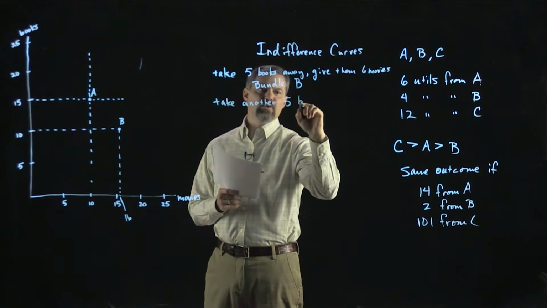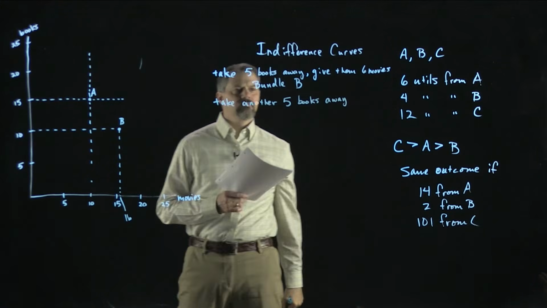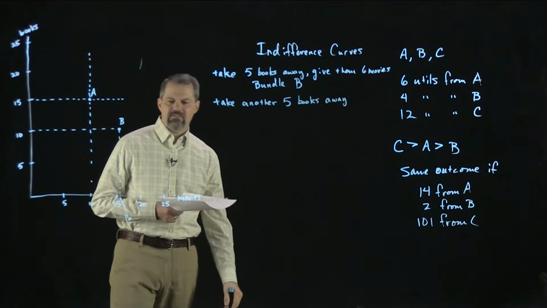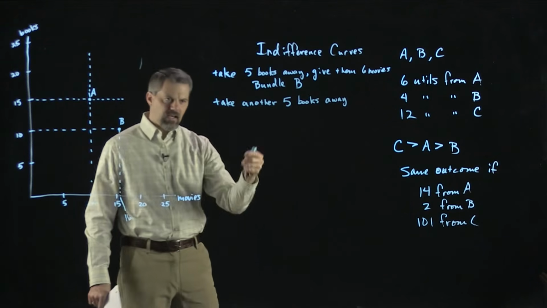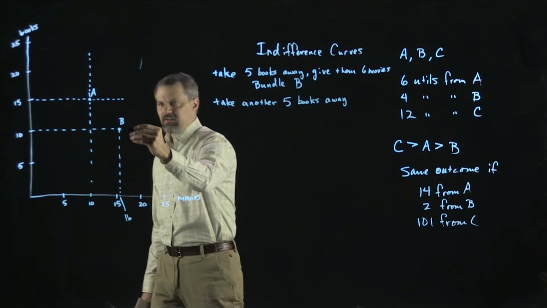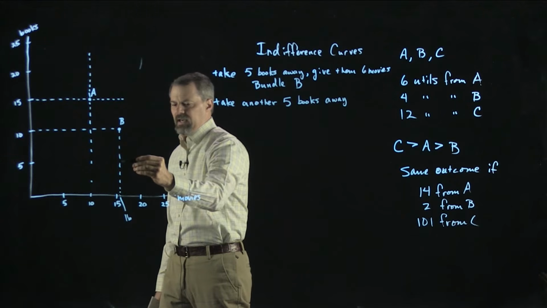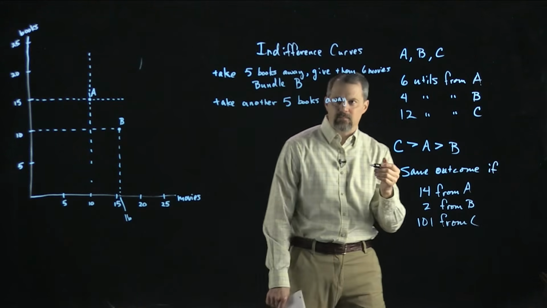Another 5 books away. And let's ask the consumer how many more movies they have to get to be indifferent between B and this new bundle that we're going to call C. So we're going to take another 5 books away and give them some movies. Now let's think about how many movies we have to give them.